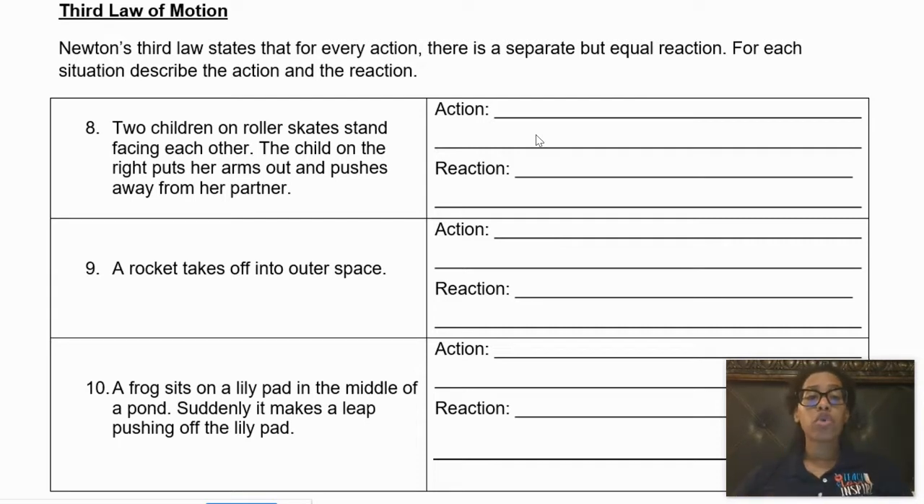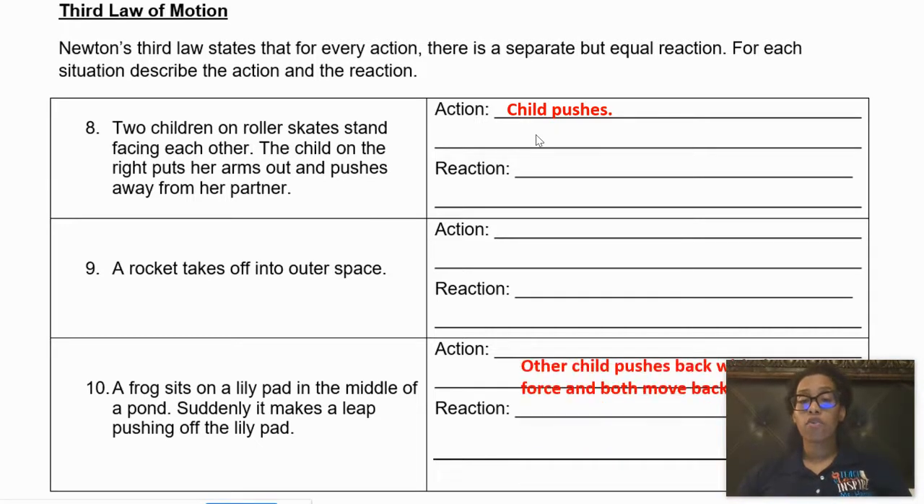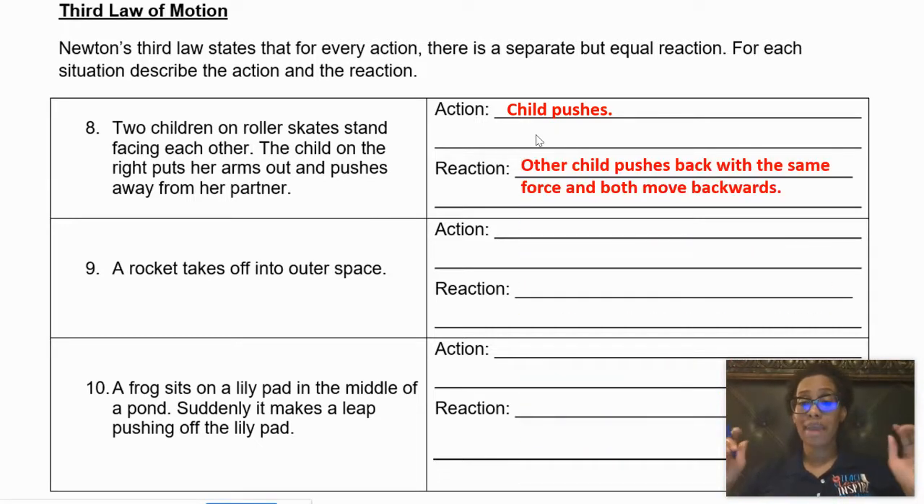Two children on roller skates stand facing each other. The child on the right puts her arms out and then pushes away from her partner. So there's two people that are hand in hand, okay? And they both push off of each other. The action force is the child that pushes, okay? The reaction force is the other child pushes back with the same force and they both move backwards, just like what we saw yesterday with the guy in the chair and the cheerleader with the smaller mass in the chair.